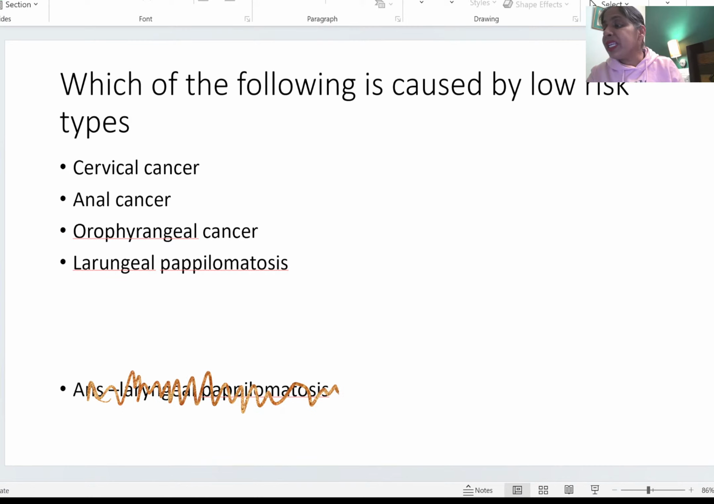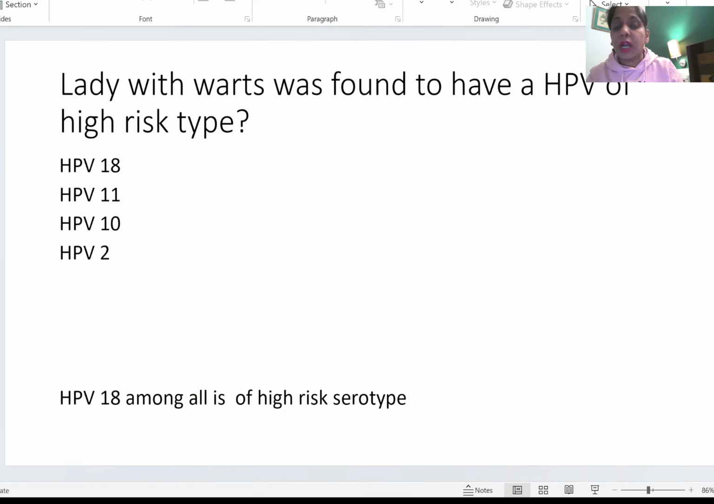Low risk type mainly causes warts and laryngeal papillomatosis. The answer to this question is D. Okay, next question. The lady with warts was found to have a HPV of high risk type. Again, a PYQ. A lady came to you with warts and it was found to have a high risk type HPV. Out of this, what is that HPV type?